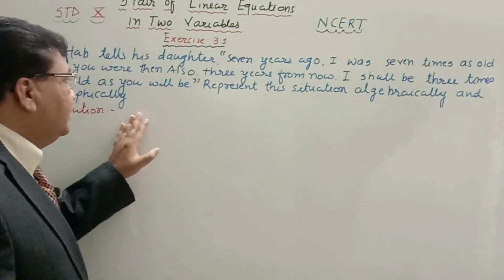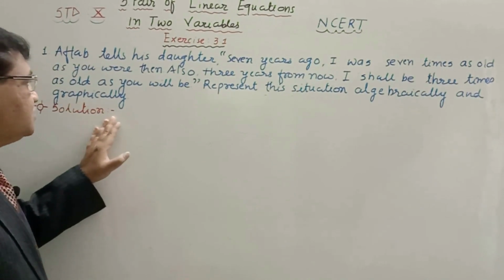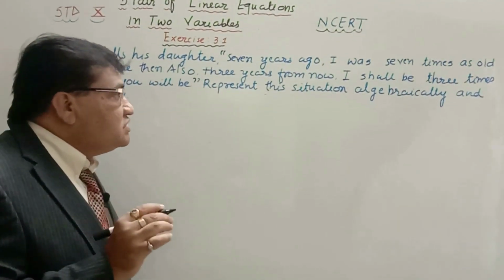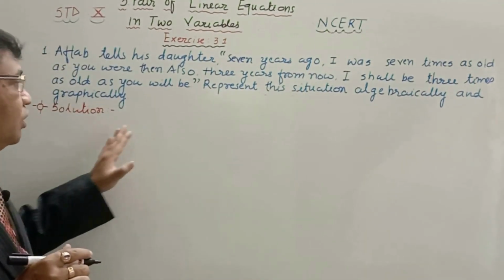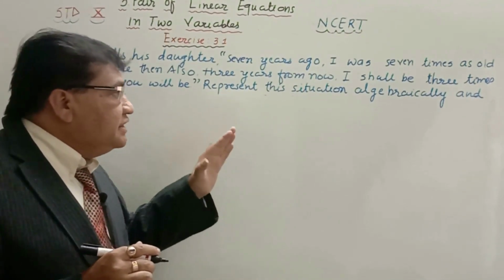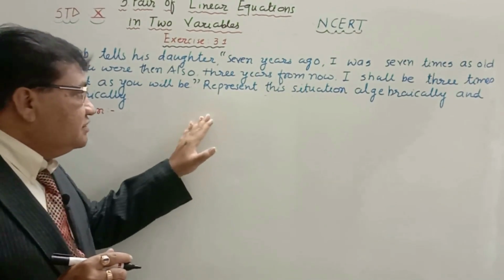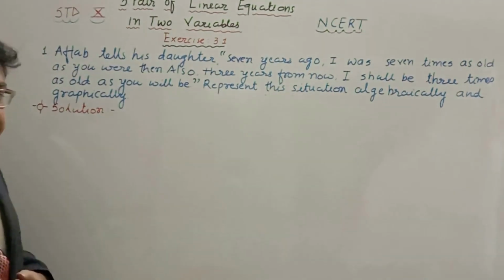एक्सरसाइज 3.1 क्वेश्चन नंबर 1 देखते हैं. आफ्ताब tells his daughter, 7 years ago I was 7 times as old as you were then. Also 3 years from now I shall be 3 times as old as you will be. Represent this situation algebraically and graphically.